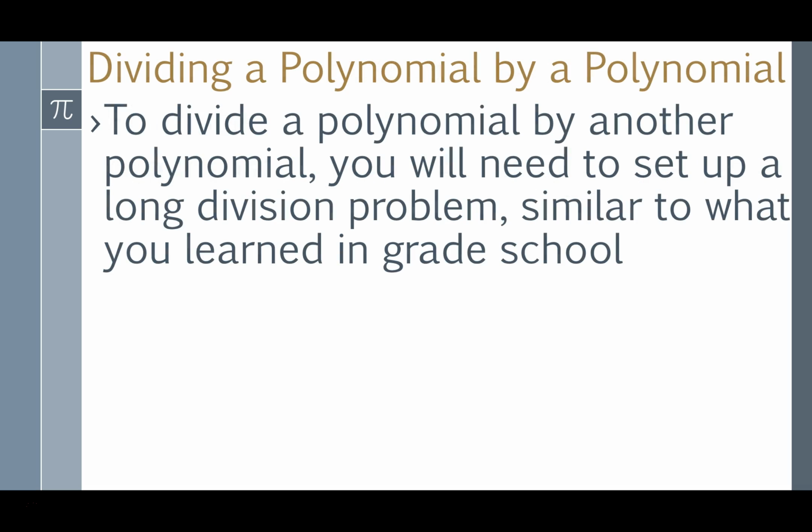Now, if we're dividing a polynomial by another polynomial, we're going to set up a long division problem similar to what we did in grade school. For example, if we wanted to do 6 into 52, 6 goes into 52 8 times. 8 times 6 is 48. Subtracting out, 4 is our remainder. So one way we could write this would be 8 and 4 over 6, which obviously then that 4 over 6 reduces. We're going to be doing the same general idea with these polynomials, and I'll show you what I mean by that.